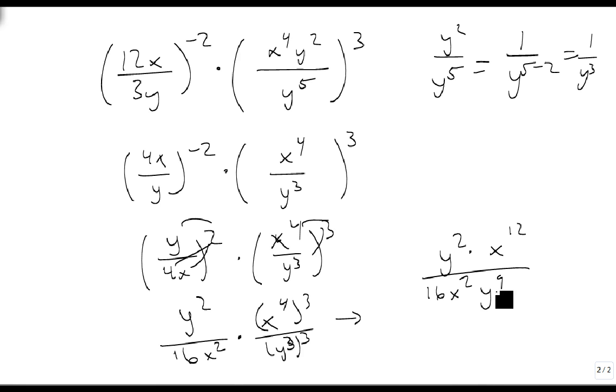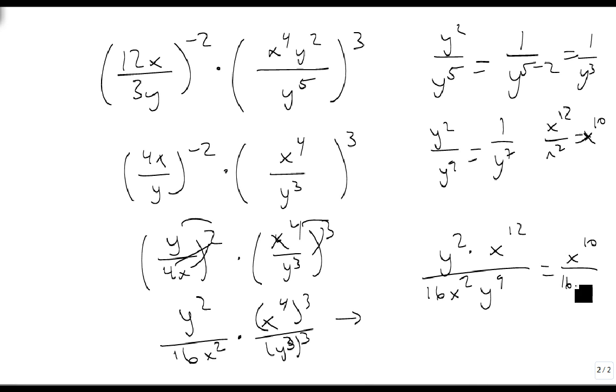Now I can do the same thing. Y squared over y to the 9th is 1 over y to the 7th. X to the 12th over x squared is x to the 10th on top. So my final answer is x to the 10th over 16y to the 7th.